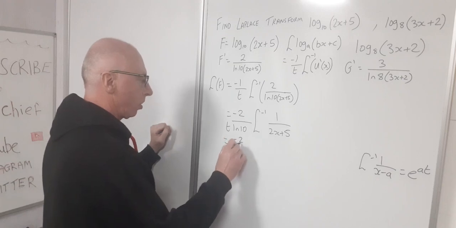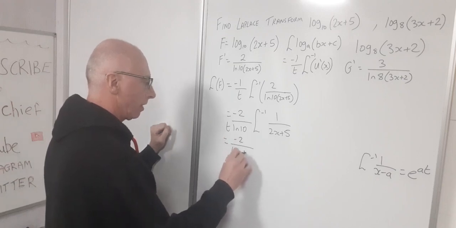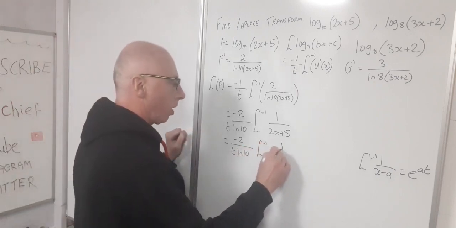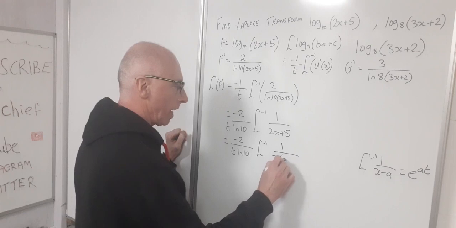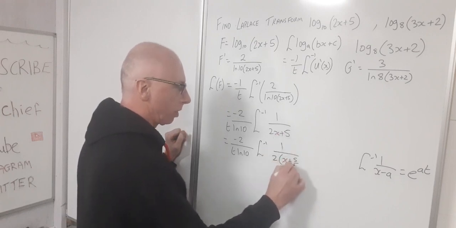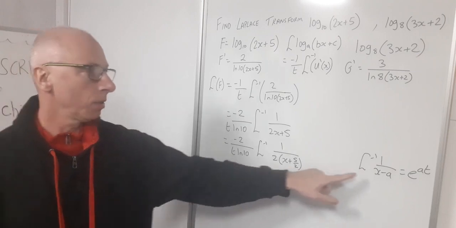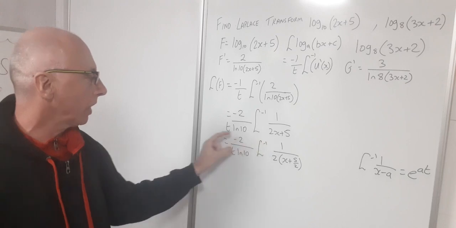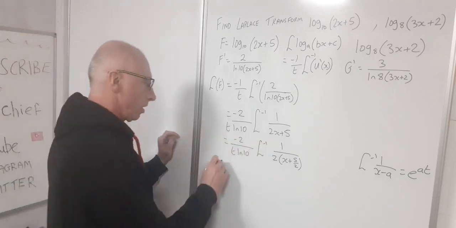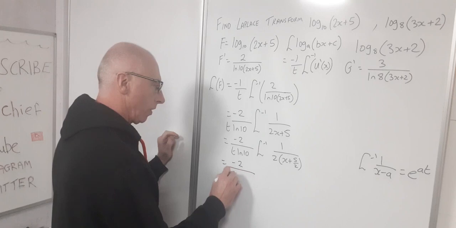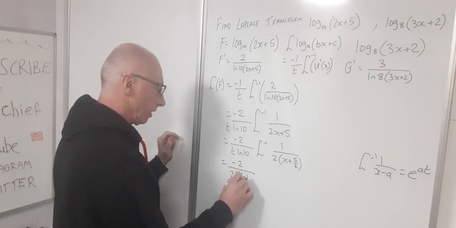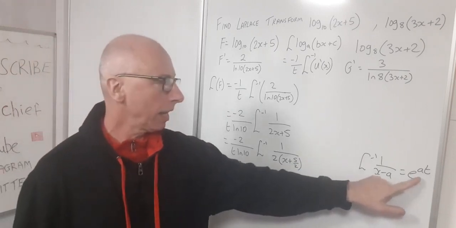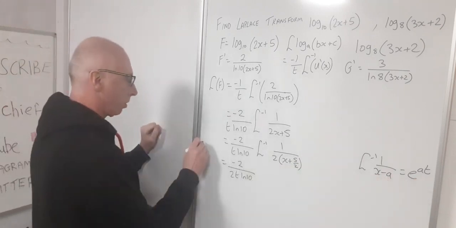So now we've got minus 2 over t ln 10, and then the inverse Laplace of 1 over 2 times x plus, so divide that by 2. That would then get it into this kind of format. And then we've created another constant, which is a half. So this half again can come out. So now we've got minus 2 over 2t ln 10. Then x plus 5 over 2 in our denominator here. That would give us an a of minus 5 over 2.